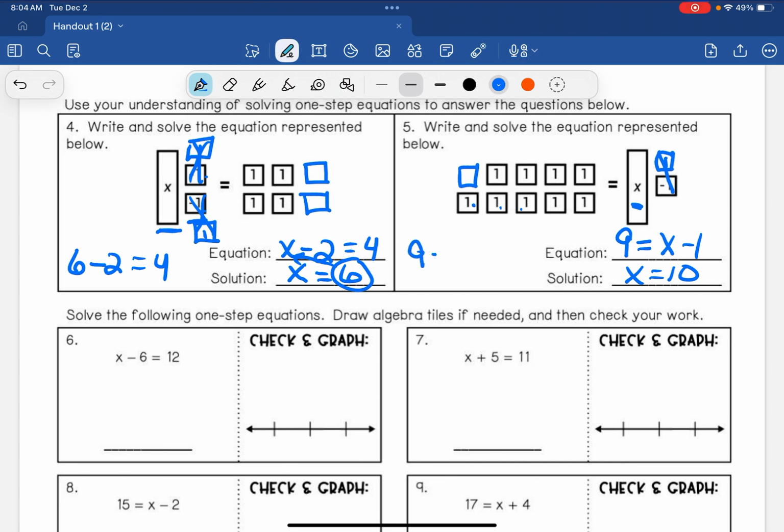Again, we can check that work. 9 is equal to 10 minus 1. 10 minus 1 is indeed 9, so we know we solved that problem correctly.